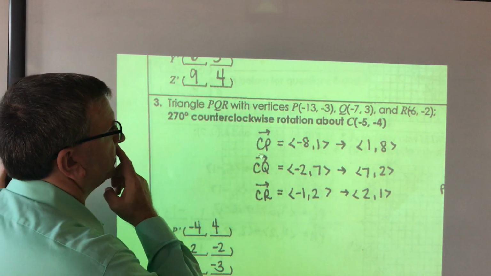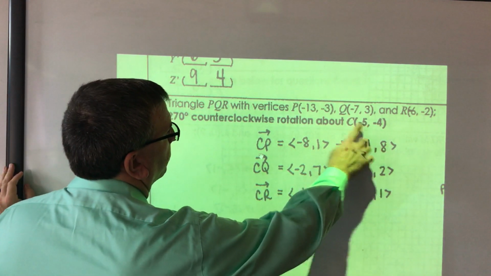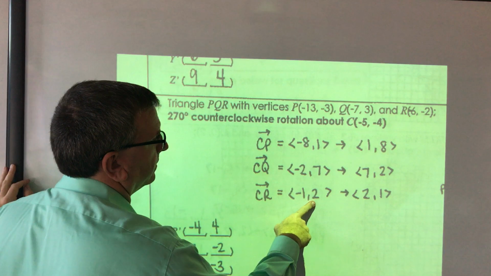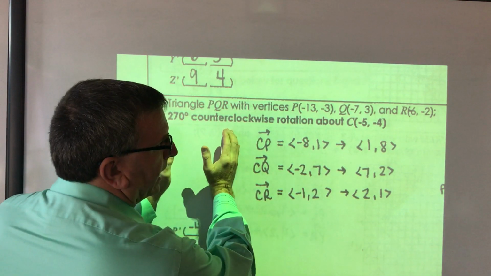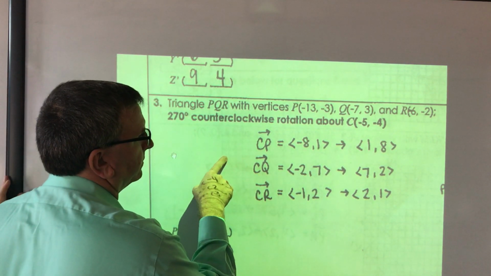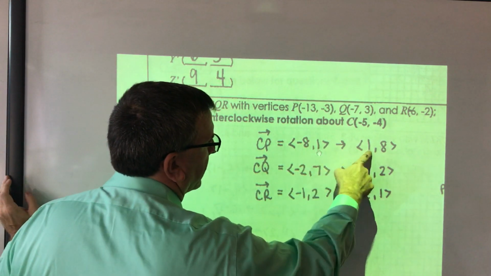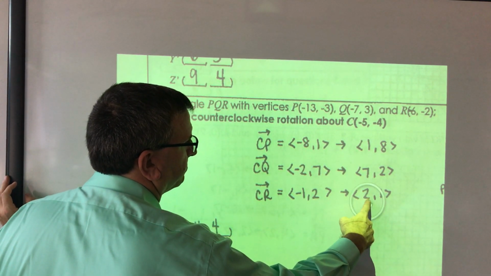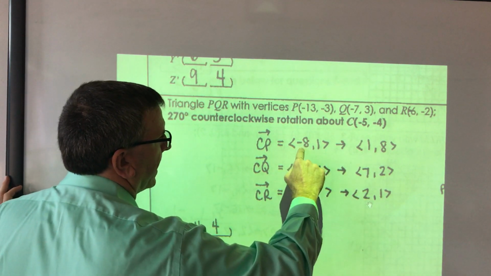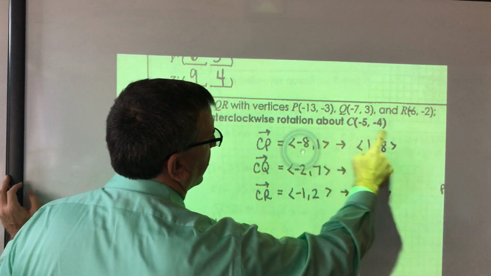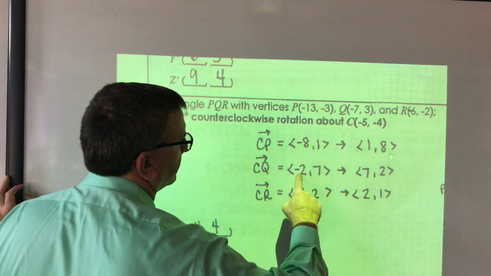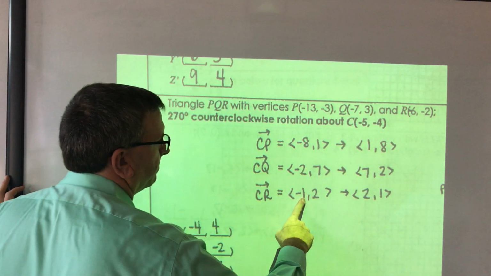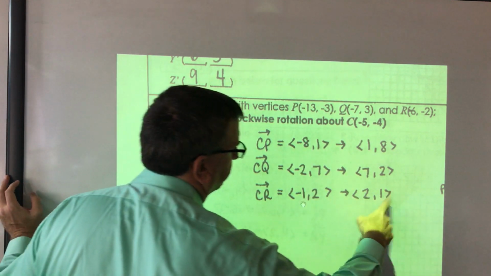So we've got this, got that, got that. So now the rule we're applying is (y, -x). My y becomes my x. And then my x changes its sign and becomes my y.